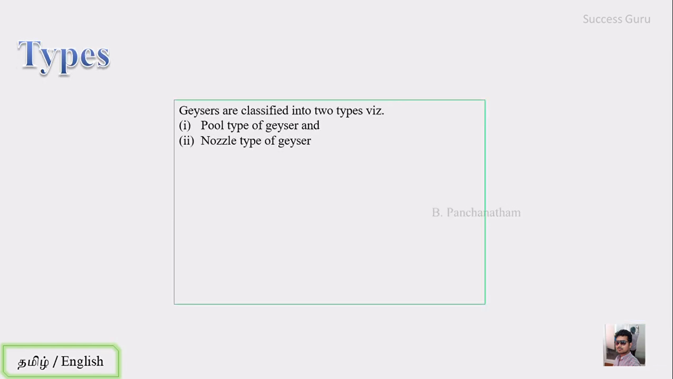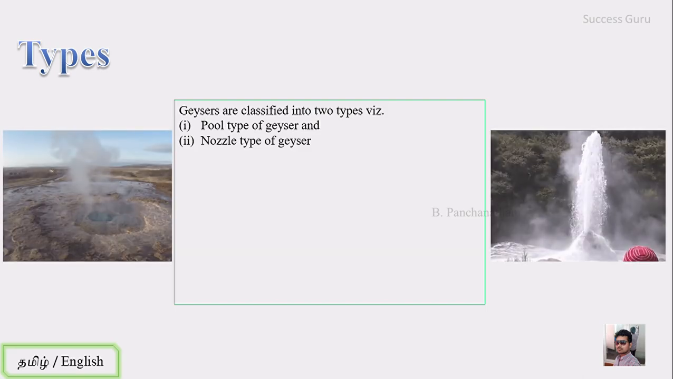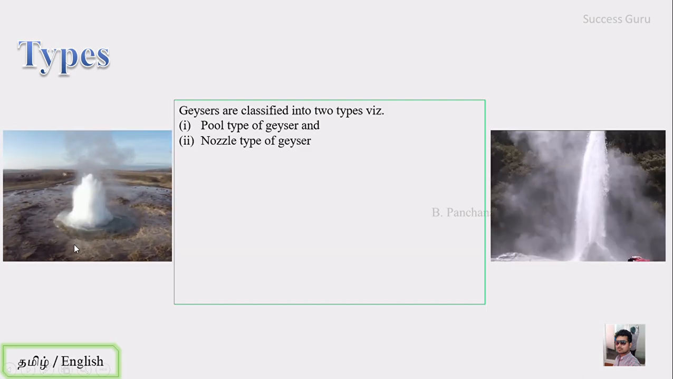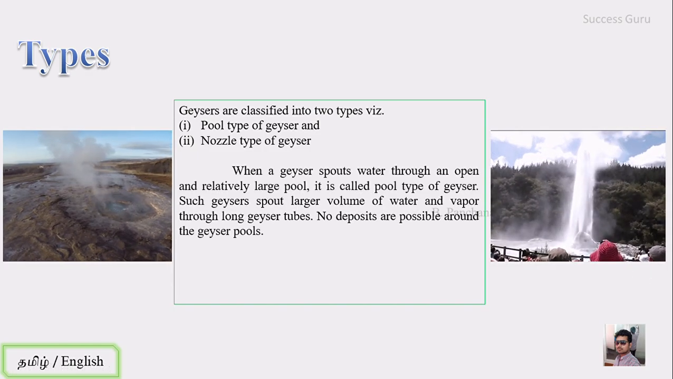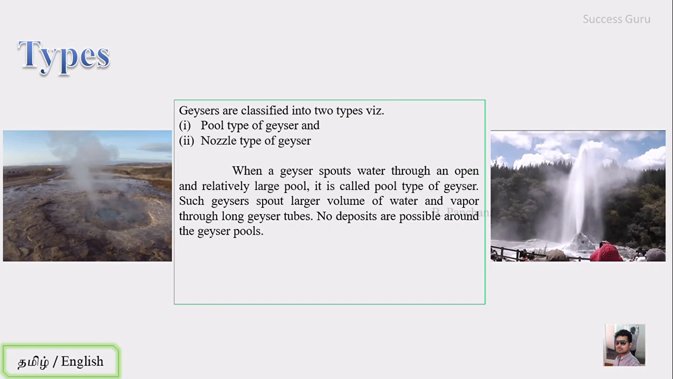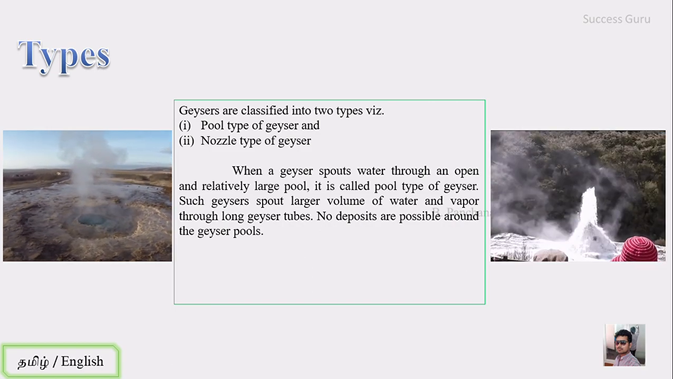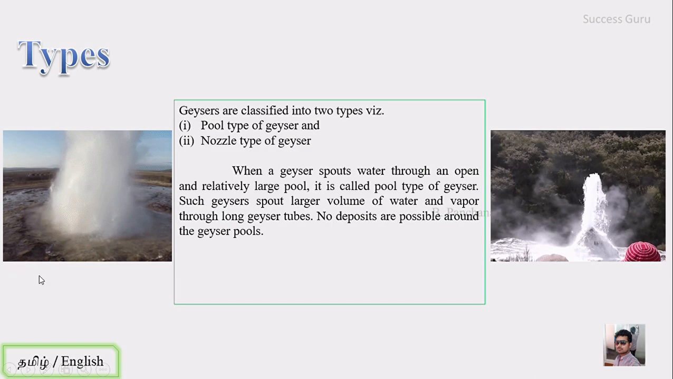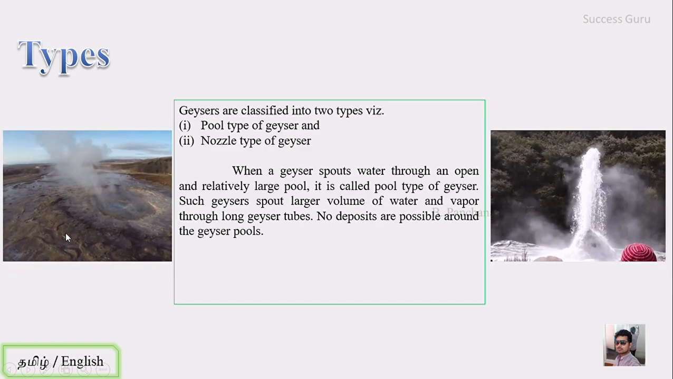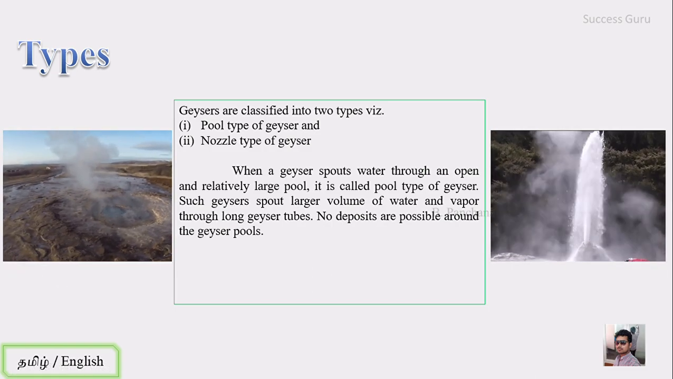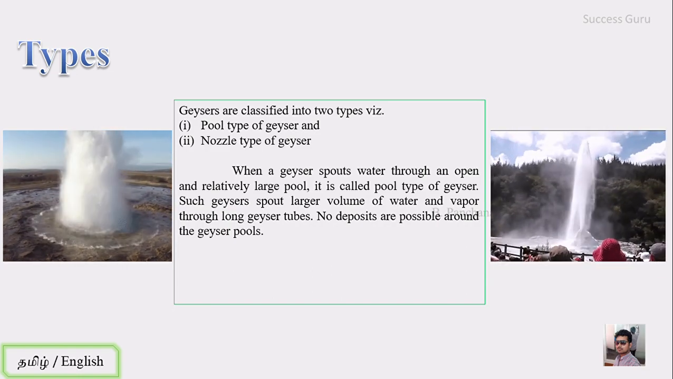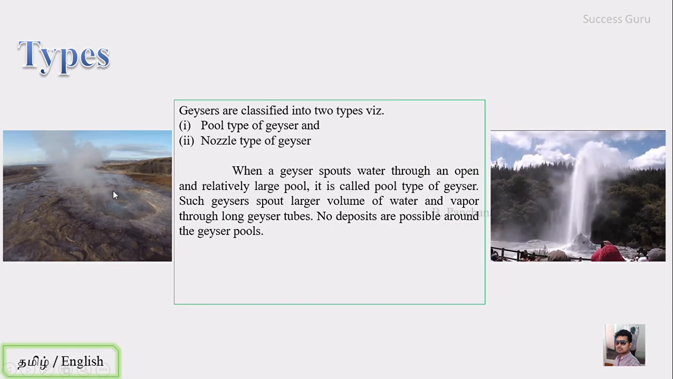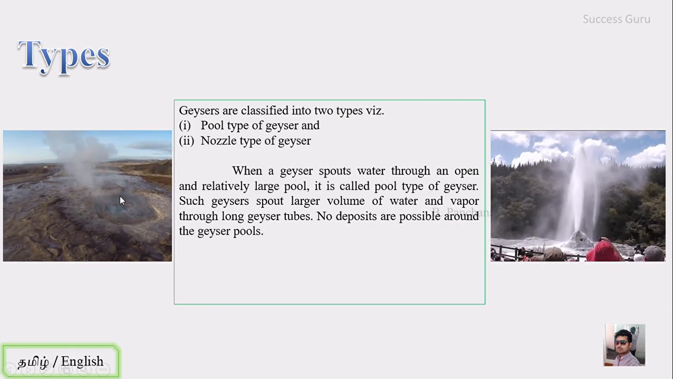So let us see its types. Geysers are classified into two main types: the pool type geyser and the nozzle type geyser. You can see on the left-hand side the pool type geyser, whereas on the right-hand side you can see the nozzle type geyser. When a geyser spouts water through an opening in a relatively large pool, it is called a pool type geyser. Such a geyser spouts a large volume of water and vapor through a long geyser tube, and no deposits are possible around the geyser. The pool has a larger opening, so there will not be many deposits around it.